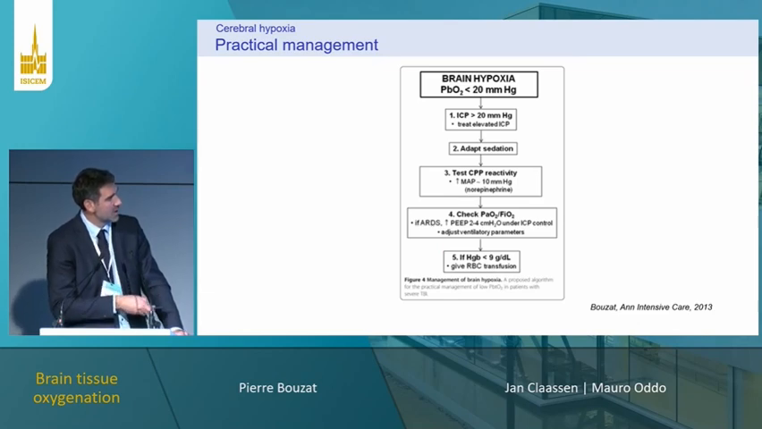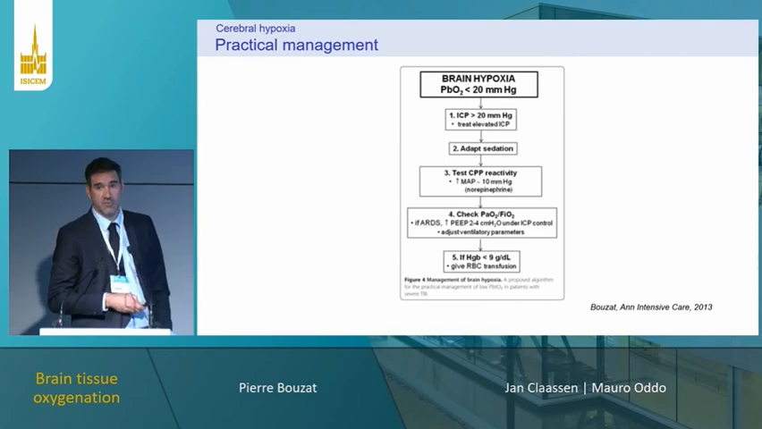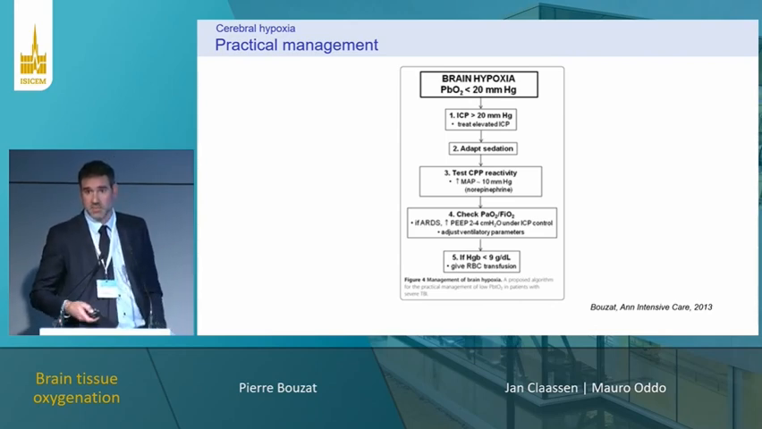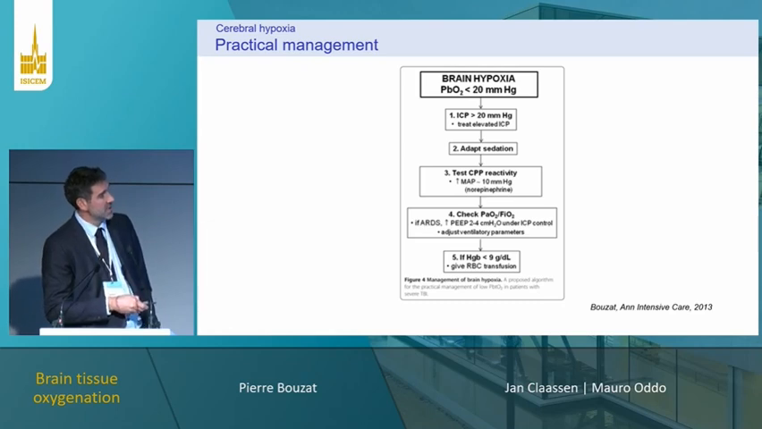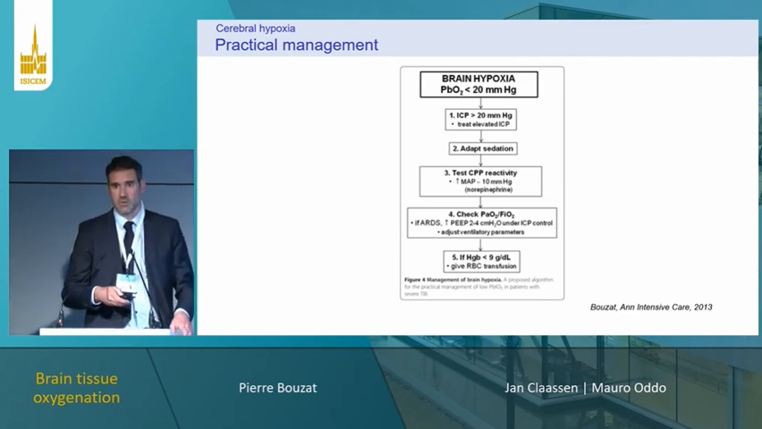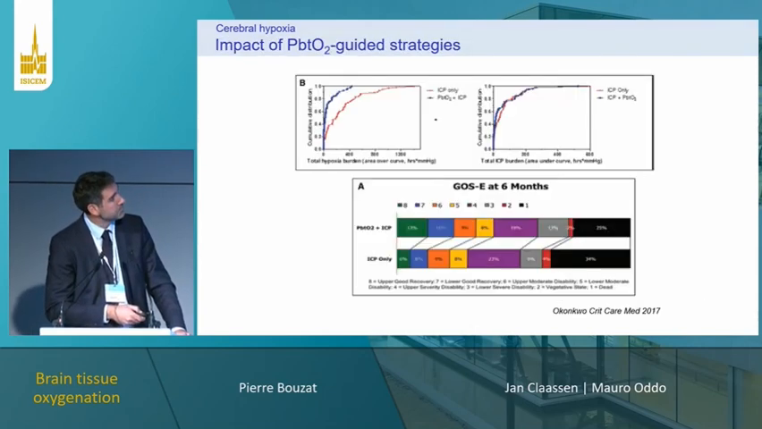So this is a practical algorithm we published 10 years ago with Mauro. When you have brain hypoxia, the first thing is to look at the ICP value. If the ICP value is high, you should treat it. Then you can adapt sedation, test CPP reactivity, check the PaO2 ratio, and ultimately give a transfusion to the patient.